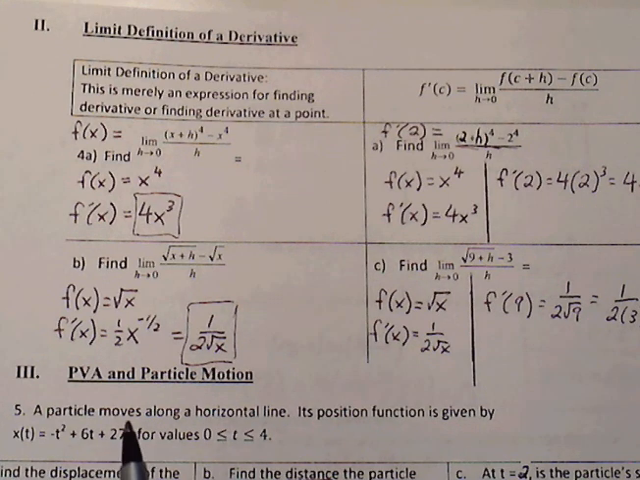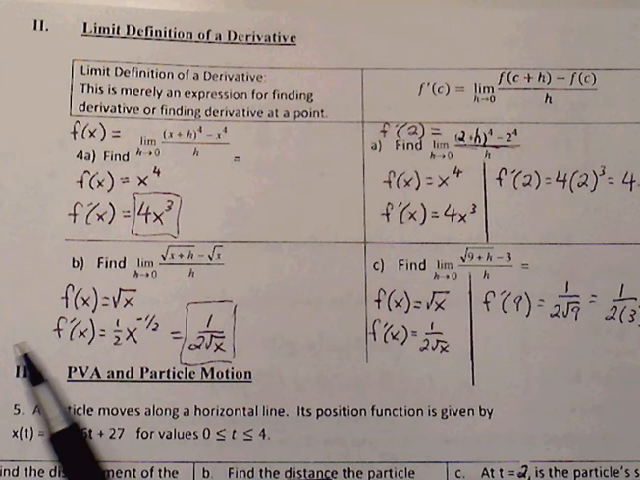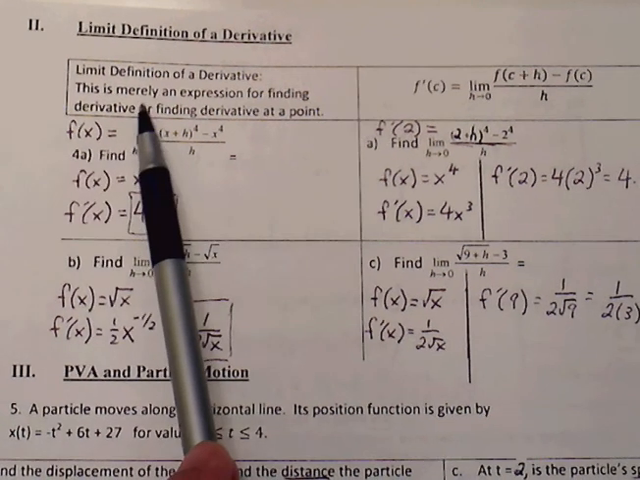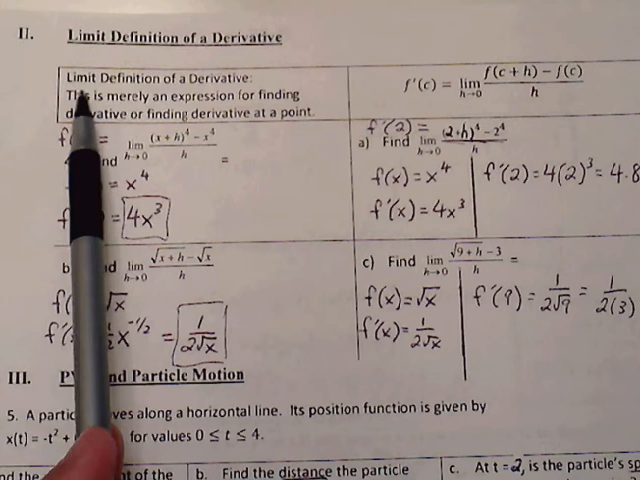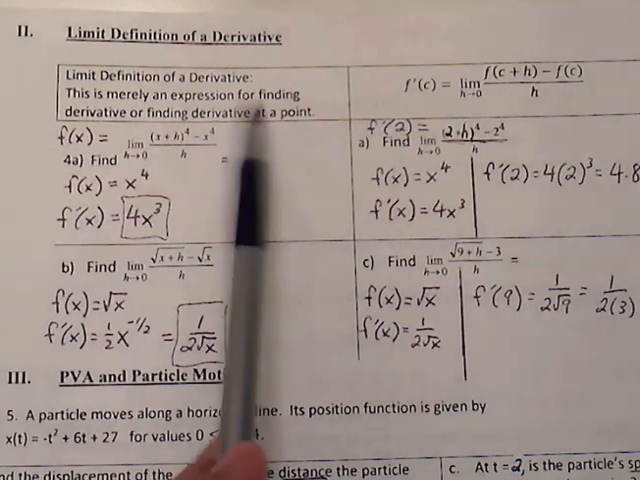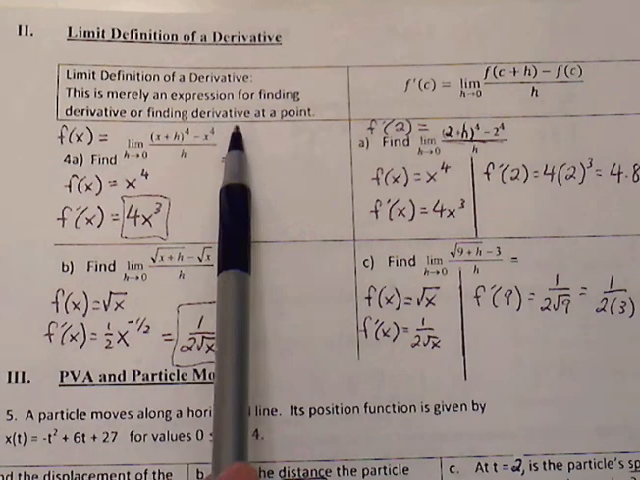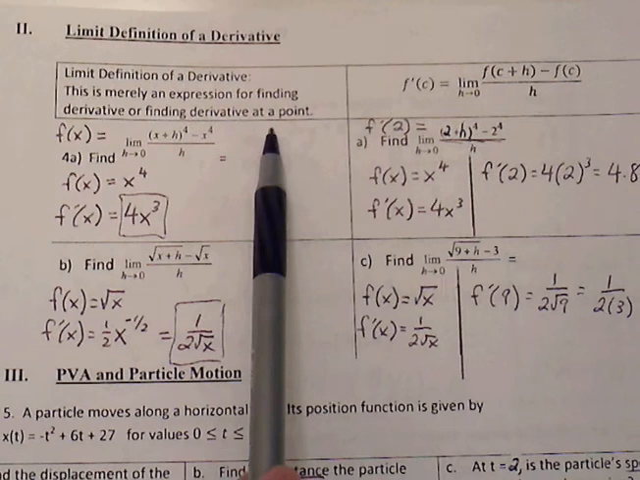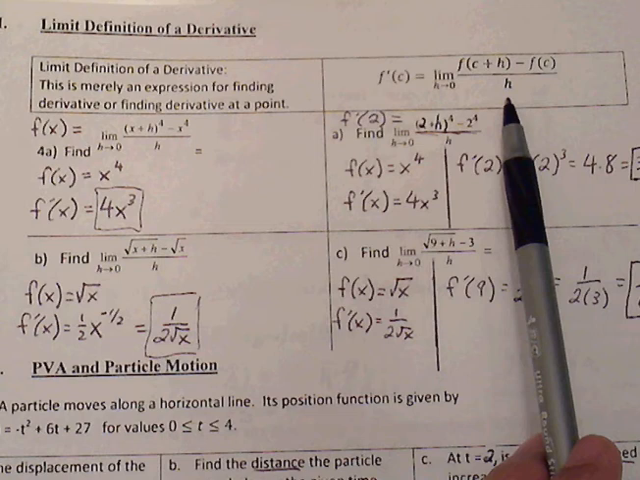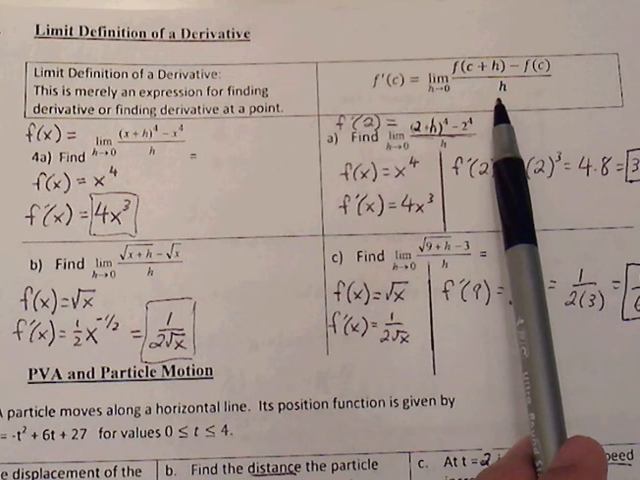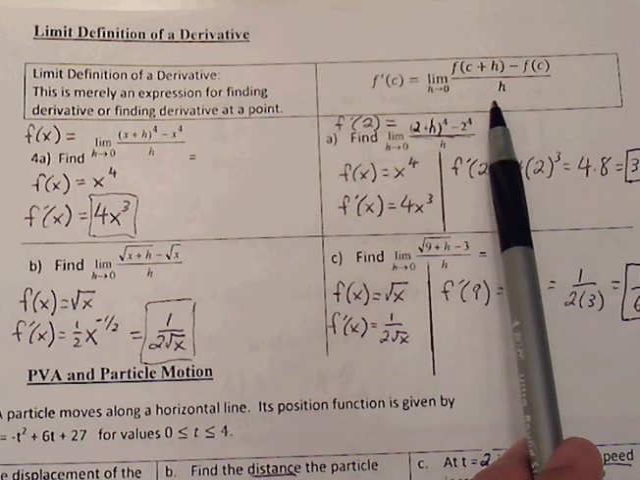Okay, we're on the second page of the Fall Exam Review Worksheet 2, and let's start off with the limit definition of a derivative. The limit definition of a derivative is simply an expression for finding the derivative, or finding the derivative at a point. When we first started talking about derivatives, we first learned the limit definition method.